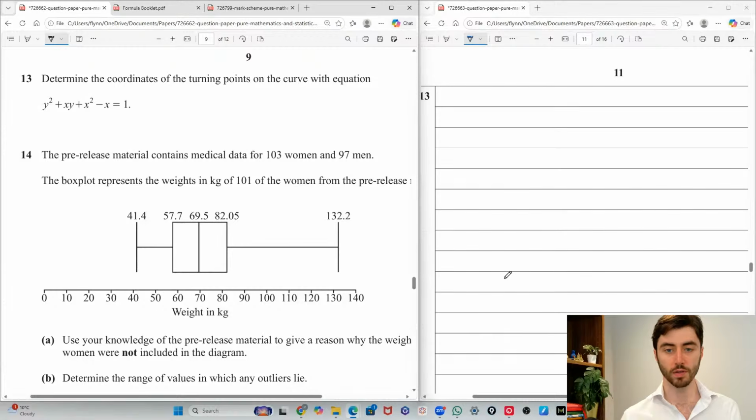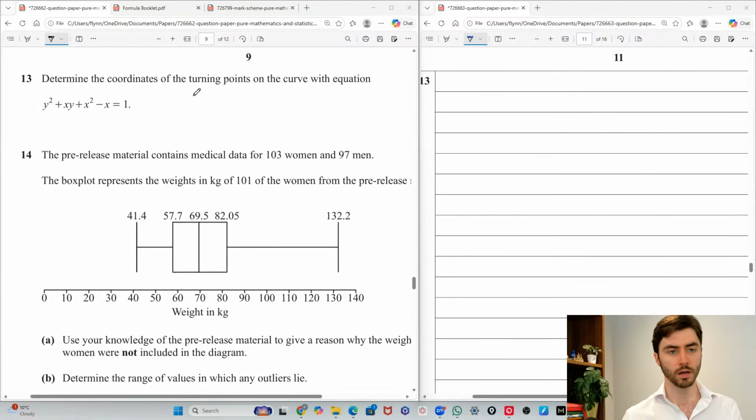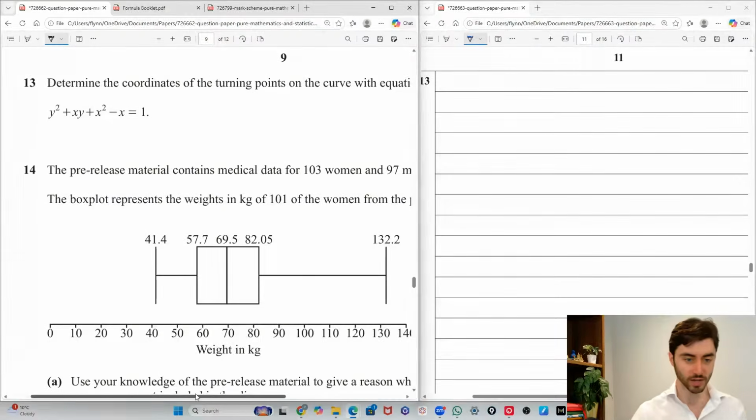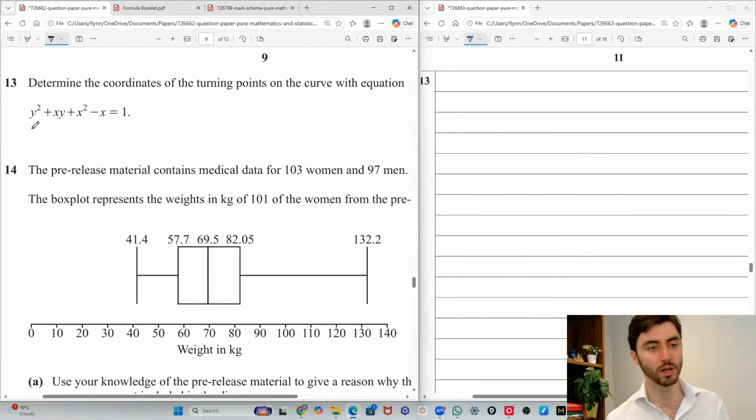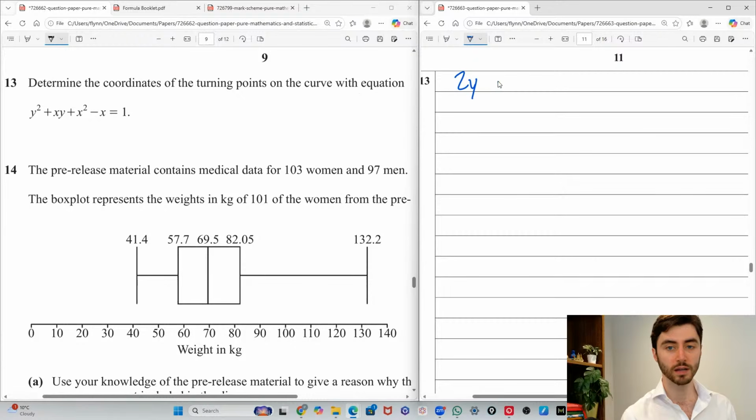Right. So question 13. Determine the coordinates of the turning points of this. Well, this is immediately implicit differentiation, which is just an application of the chain rule. So whenever I see anything with y, I always think d thing dy, dy dx. So in this case, d thing dy, differentiate that with respect to y. You get 2y dy dx. Now this is first d second plus second d first. Differentiate this as normal goes to 2x. Differentiate this as normal goes to -1. 1 differentiates to 0.